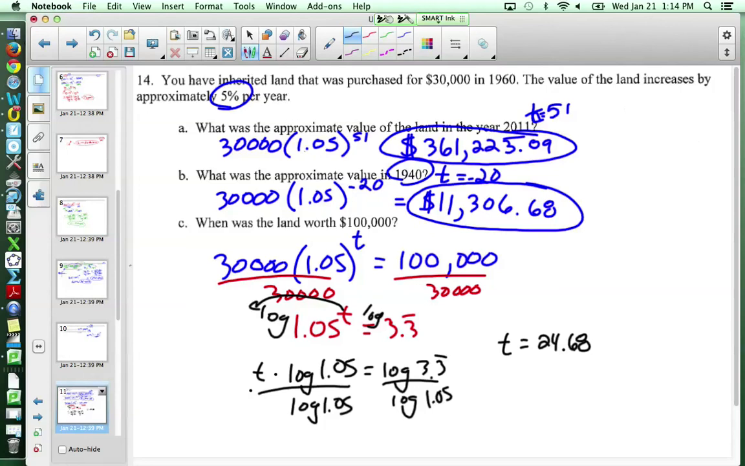So if we add 1960 to this, it puts us in the middle of 1984. That's about when it'll happen. A little more than halfway through 1984.